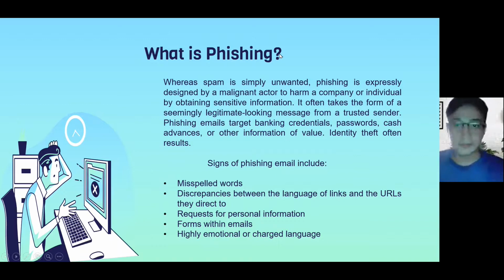What is phishing? Whereas spam is simply unwanted, phishing is expressly designed by a malignant actor to harm a company or individual by obtaining sensitive information. It often takes the form of seemingly legitimate-looking messages from a trusted sender. Phishing emails target banking credentials, passwords, cash advances, or other information of value. Identity theft often results. Signs of phishing email include misspelled words, discrepancies between the language of links and the URLs they direct to, requests for personal information, forms within emails, highly emotional or charged language.